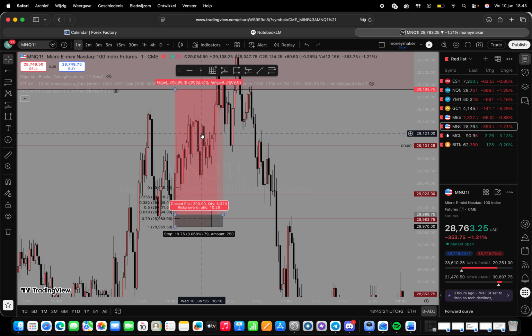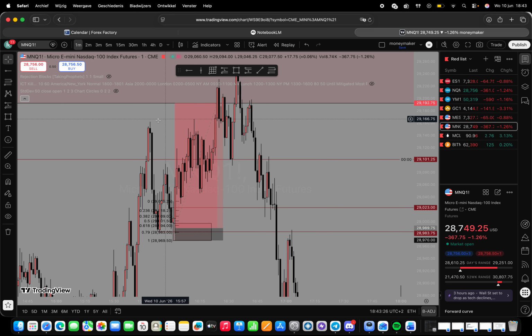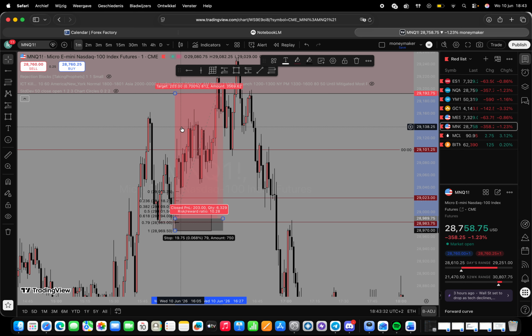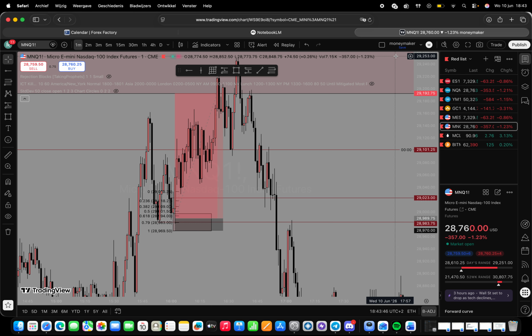We had a little chop right here, but that's okay, because we knew our high time frame PD array was gonna get filled and in order to move lower out of it. So this was a 1 to 10.28 risk reward. And yeah, that was basically the analysis that we did, and that's also why I took the trade.